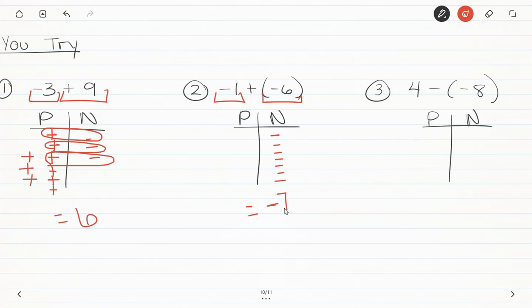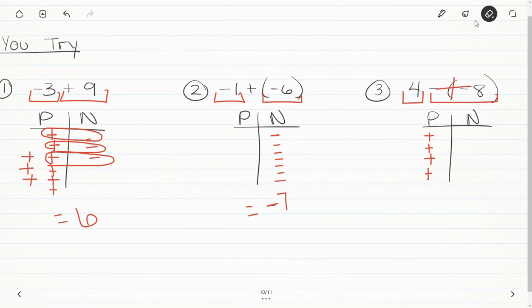Now number 3 is the trickiest one on the whole page. Remember, I have that +4: 1, 2, 3, 4. And then I have this -8, or the opposite of -8. What is the opposite of -8? Well, it's a big +8. So this is really 4 plus 8, if you need to write it that way.